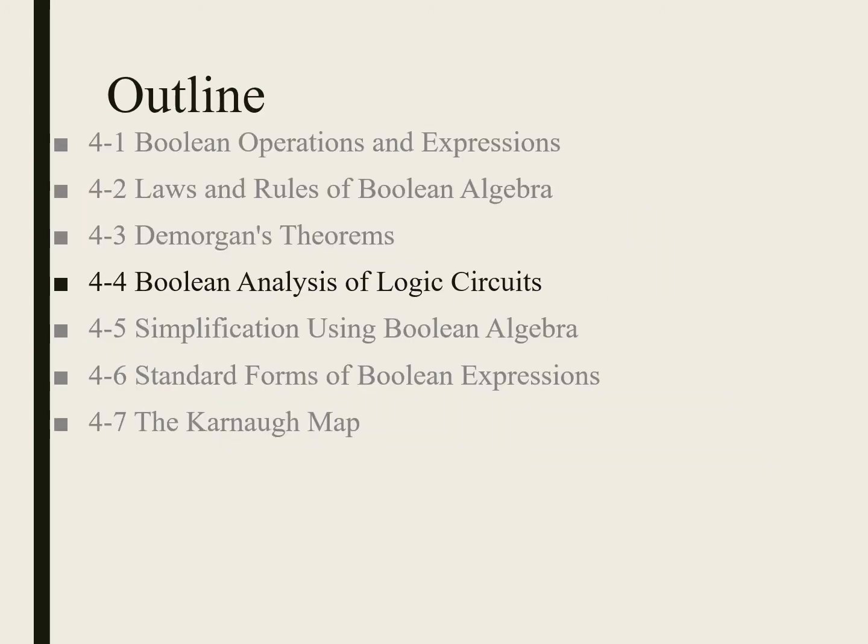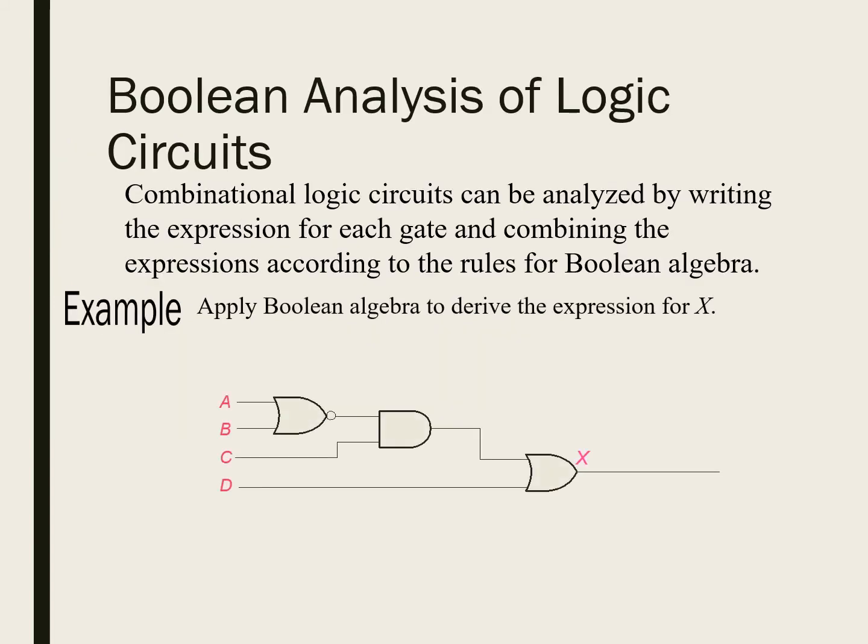Now let's see the Boolean analysis of logical circuits. Combinational logic circuits can be analyzed by writing the expressions for each gate and combining the expressions according to the rules of Boolean algebra. So here we have to apply Boolean algebra to derive an expression for X. Initially you have a two input NOR gate with inputs A and B, and the output of the NOR gate is connected to a two input AND gate, and this AND gate is connected again to a two input OR gate.